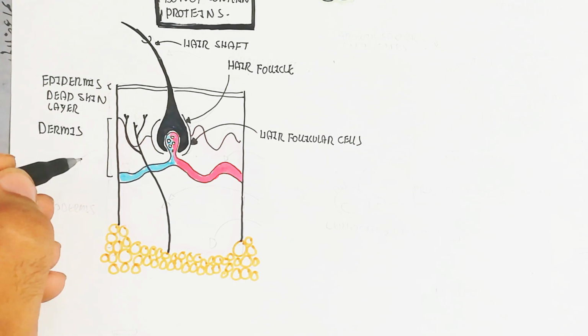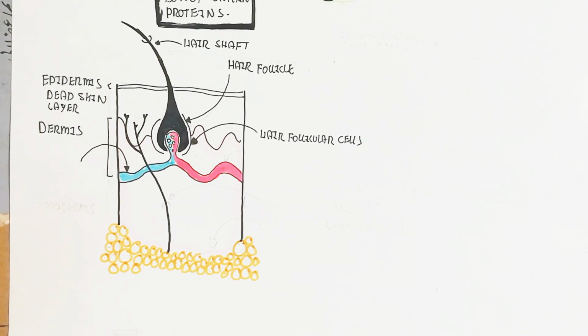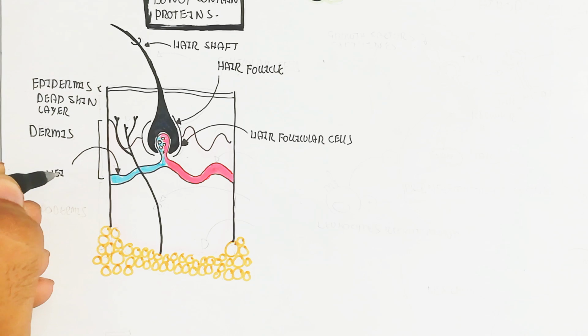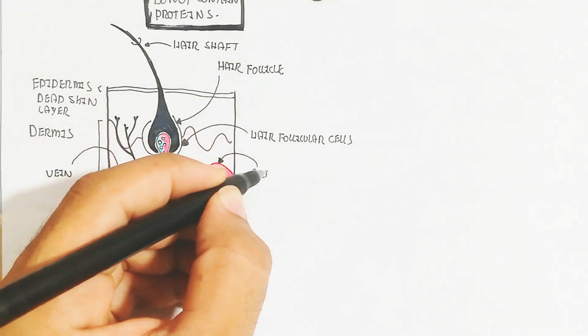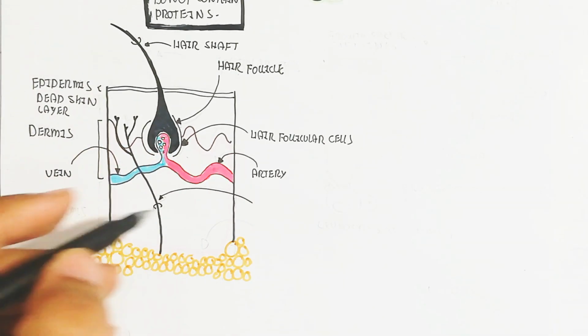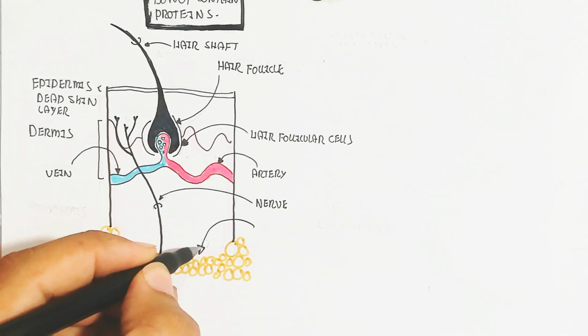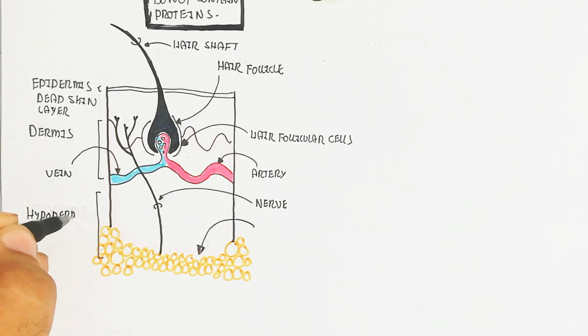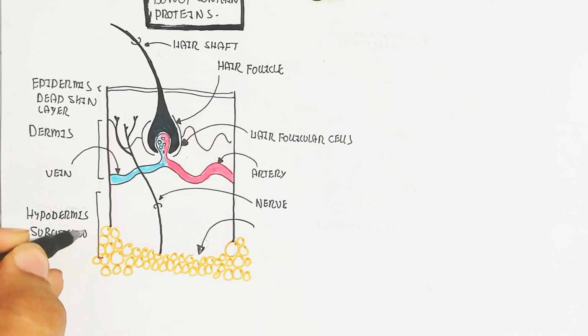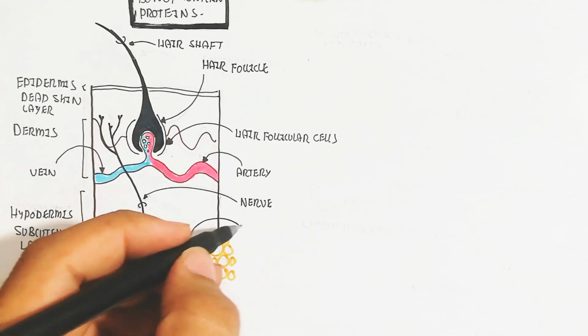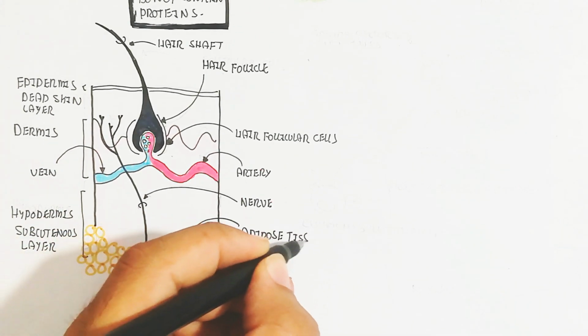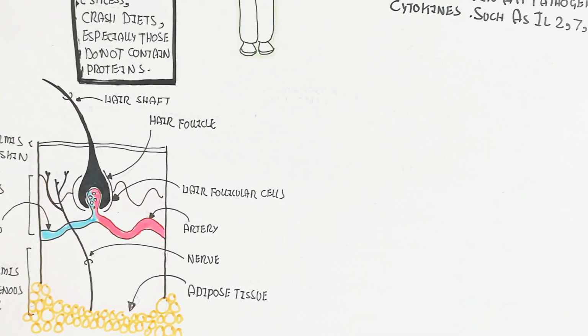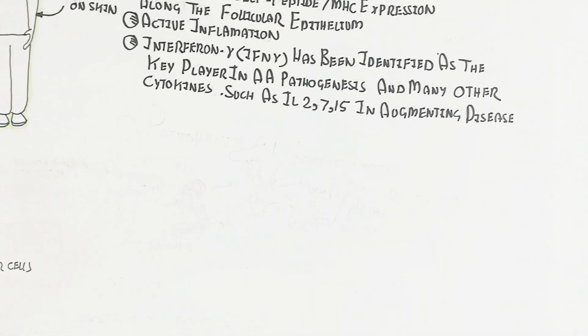On the other hand, there is a beta carotene containing protein, and this artery and vein is used for the oxygen of the hair root. This is the hair root, which provides oxygen for nourishment, and here is the nerve, and here is the epidermis, and the dermis contains nerves and blood vessels, and the hypodermis contains a subcutaneous layer of adipose tissue.